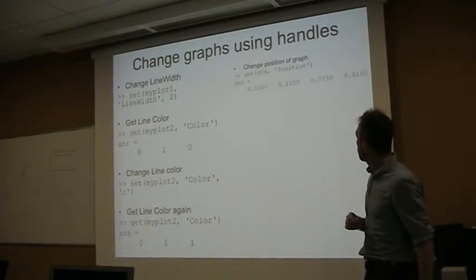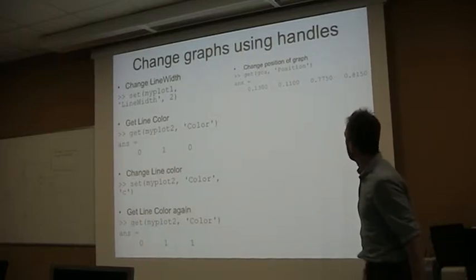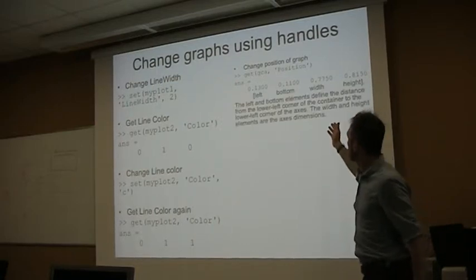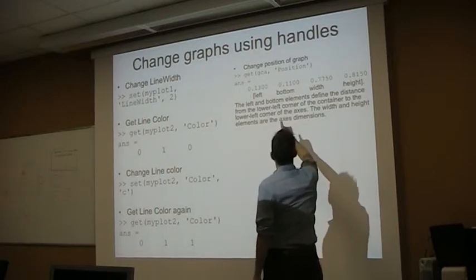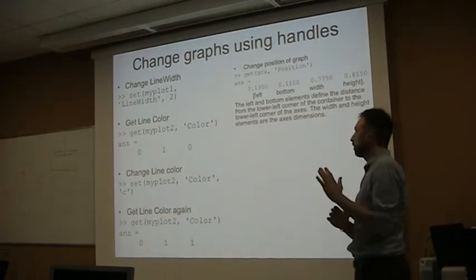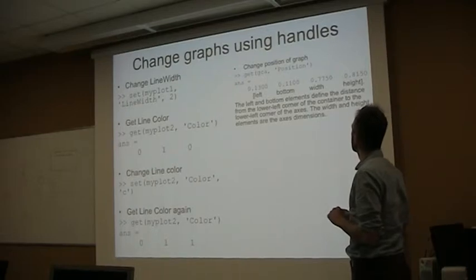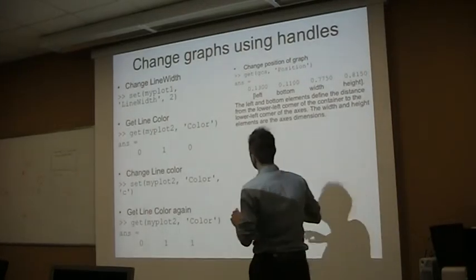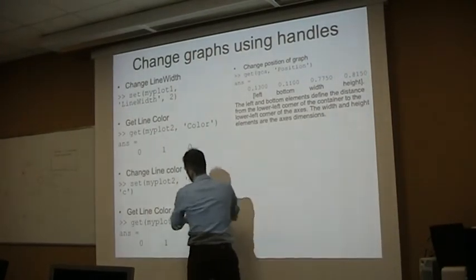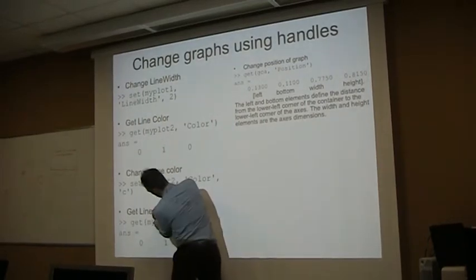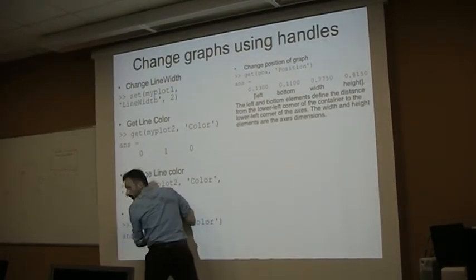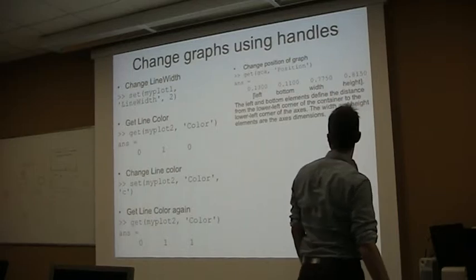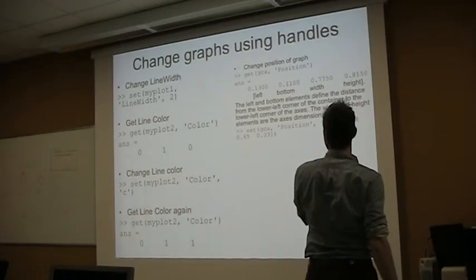I can change the position of the graph using the property position. And it gives me 4 numbers, which mean, so the left and bottom elements define a distance from the lower left corner of the container and the lower left corner of the axis. You know, if this is your container, and inside of it you have the axis, it would be the distance between the lower left corner of the axis and of the container. And then you have the width and height of your axis. And that's the way you would change it.